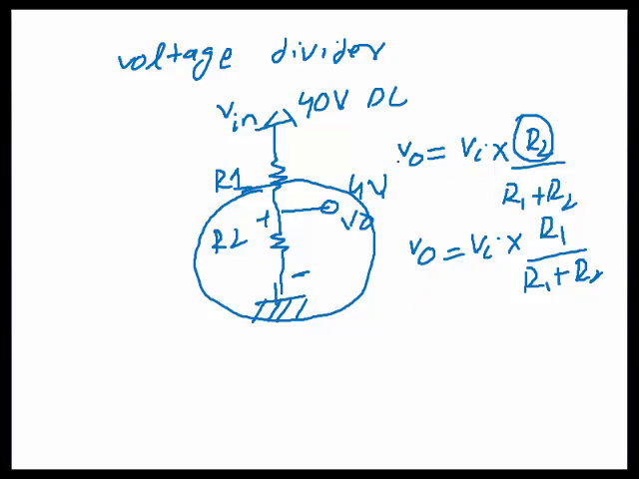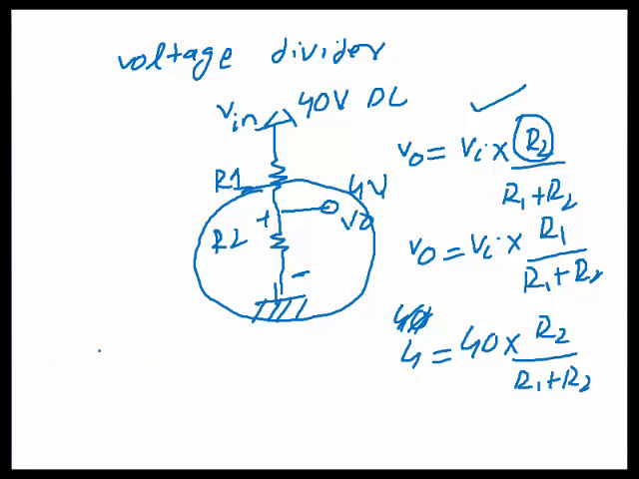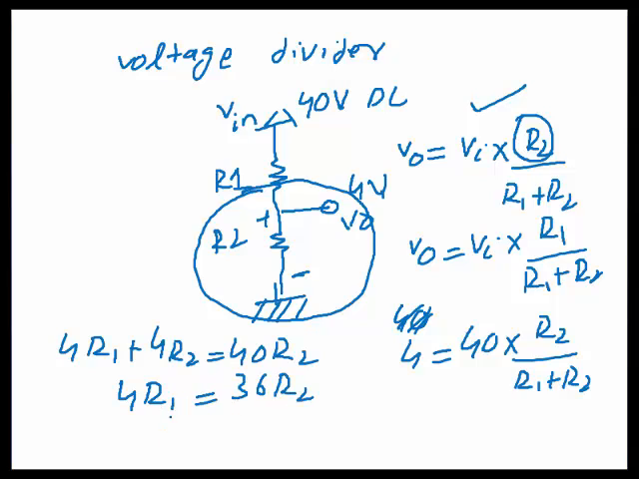So let's put the values of Vin and V0 in this formula. V0 is equal to 4 volt, and Vin is equal to 40 volt multiplied by R2 divided by R1 plus R2. By solving this equation, it becomes 4R1 plus 4R2 is equal to 40R2. So 4R1 is equal to 36R2, or R1 is equal to 9R2. It means the value of R1 should be 9 times the value of R2.